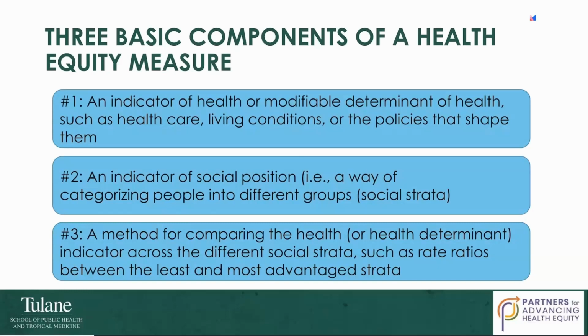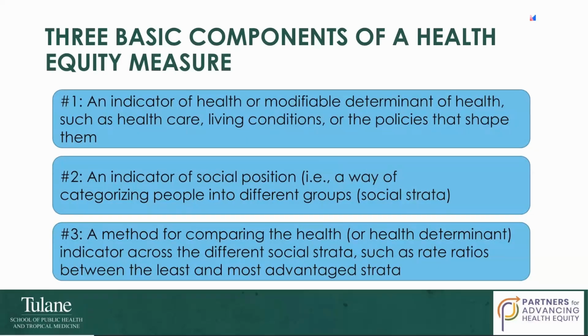Now, the third component is some sort of measure for comparing those health indicators across different social strata. And we talked a bit about things like rate ratios, things that you're likely to see in public health statistics. And we talked about how, depending on the type of method that you choose for comparison, that will influence whether or not you see a disparity to begin with, and whether or not those disparities are comparable or consistent over time.